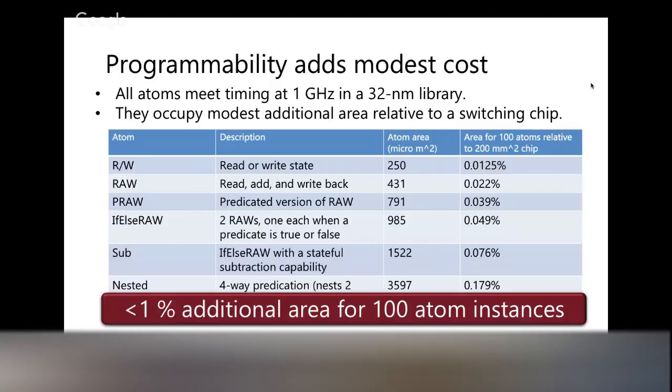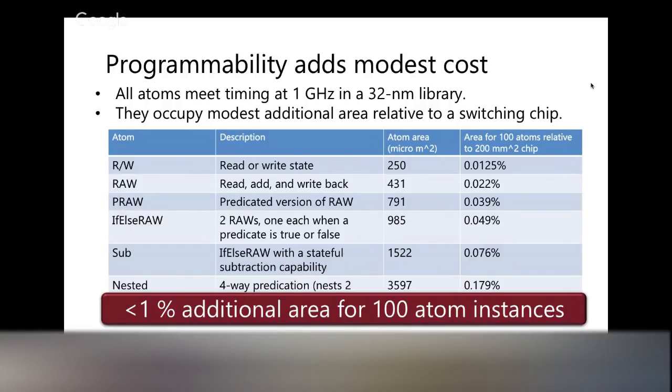Now, obviously this number depends on the number of atom instances. And obviously at some point you might pack so much functionality into an atom that it starts violating timing at 1 gigahertz, at which point you might have to come up with multiple different kinds of atoms, each of which meets timing at 1 gigahertz but provides you different sorts of functionality. But the point I'm trying to impress upon you here is that it's actually quite a small amount of additional area, and it's actually feasible to do many of these stateful computations at a clock rate of 1 gigahertz.